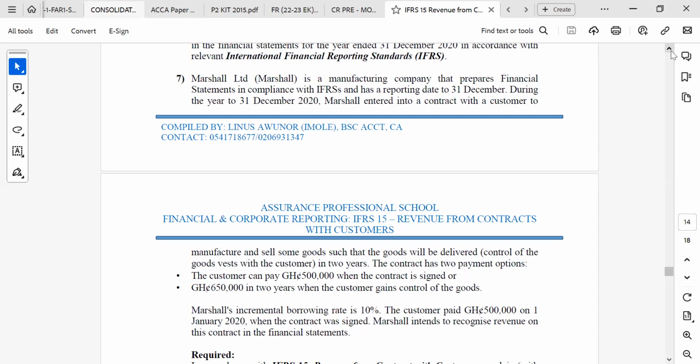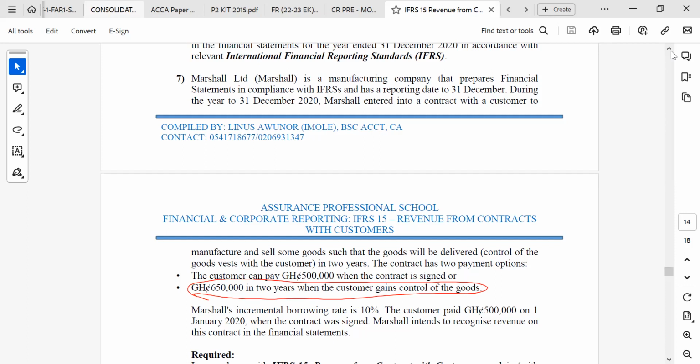We are saying that the customer can pay 500,000 now when we have signed a contract, but the goods will not be given to him. But he can pay the 500,000 now and receive the goods in 2 years' time. Or the customer will wait and pay in 2 years' time if he receives the goods. That one, you are not giving the goods to him today, and he is going to be paying in 2 years' time. In 2 years' time, he will pay the 650,000 and you give the goods to him. So there is no issue with financing over here.